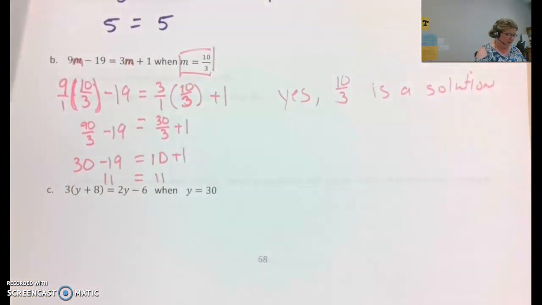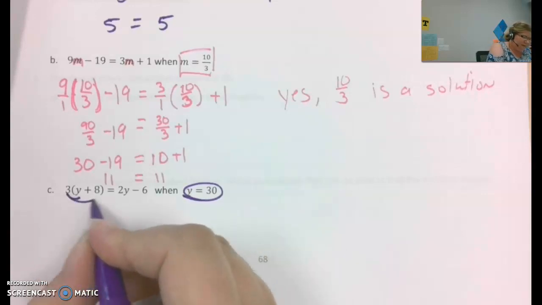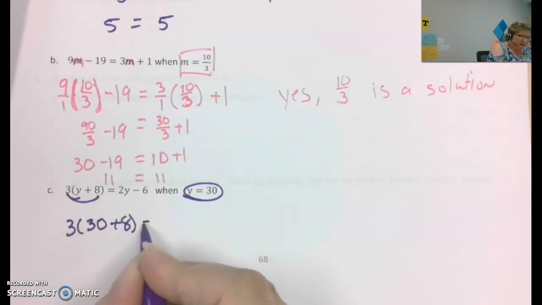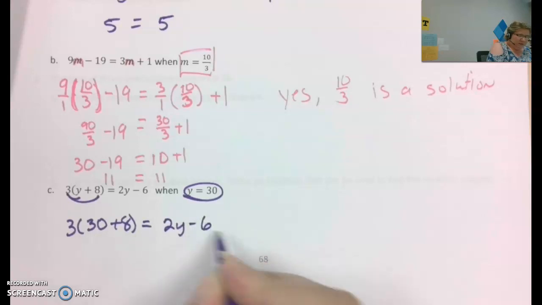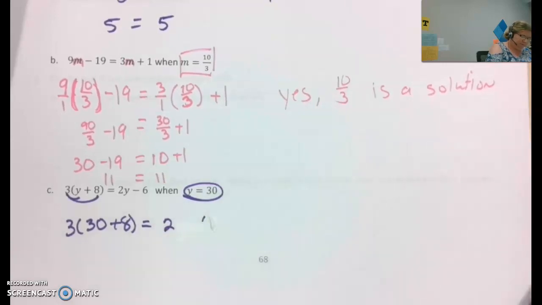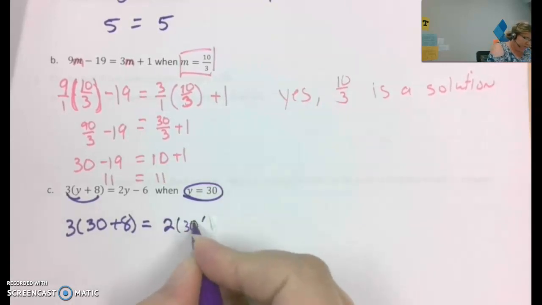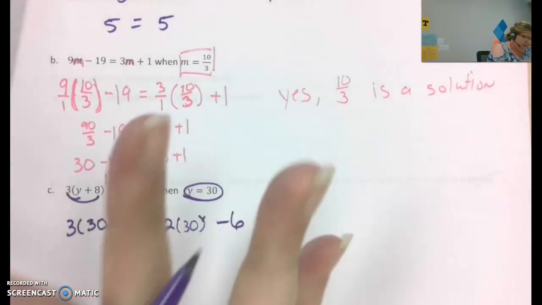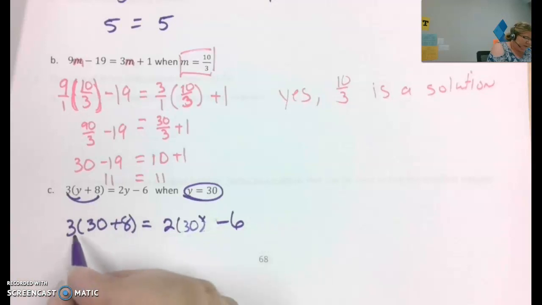Okay. So one more on this page. Here we're going to substitute when y equals 30. We have some distributing to do. 3, 30 plus 8. Forgot to substitute. Okay. I don't have to distribute first. I can just work this out.